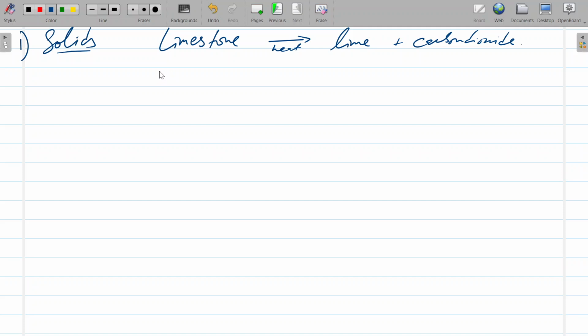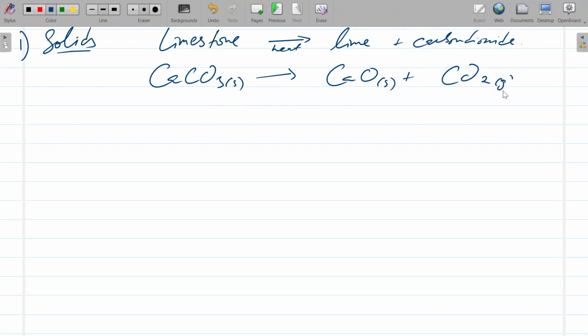What is limestone? We've come across it earlier. It's calcium carbonate, and when you heat it, it decomposes into calcium oxide and carbon dioxide. So this one is a solid, so is this one, and this one's a gas. And remember, you need to write their state in brackets always.